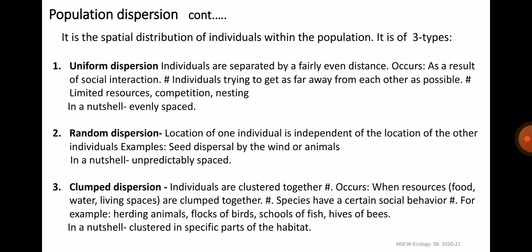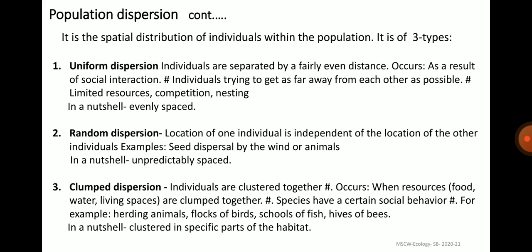Some more information regarding population dispersion, as we have already mentioned. It is the spatial distribution of individuals within the population, and it is of three types. Uniform dispersion, also known as regular dispersion. Here the individuals are separated by a fairly even distance. It occurs as a result of social interaction where individuals try to get as far away from each other as possible, and if there are limited resources, competition among themselves and for nesting. In a nutshell, in uniform dispersion the individuals of the population are evenly spaced.